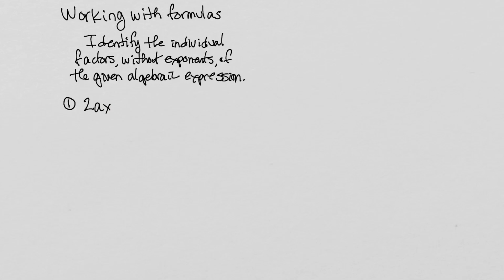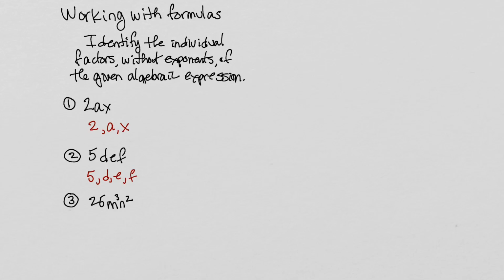So the individual factors are the 2, the a, and the x. Those are the quantities being multiplied together. In number 2 here, the factors are the 5, the d, the e, and the f, right? Those are the individual parts being multiplied together.